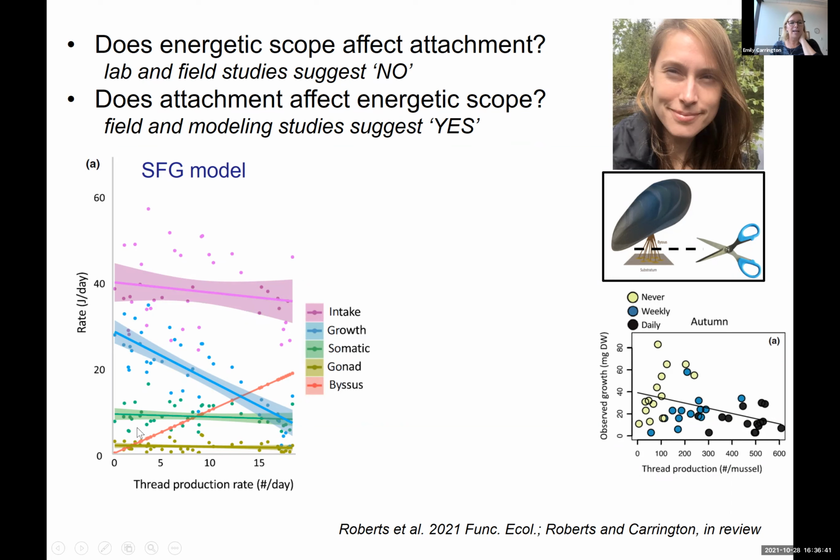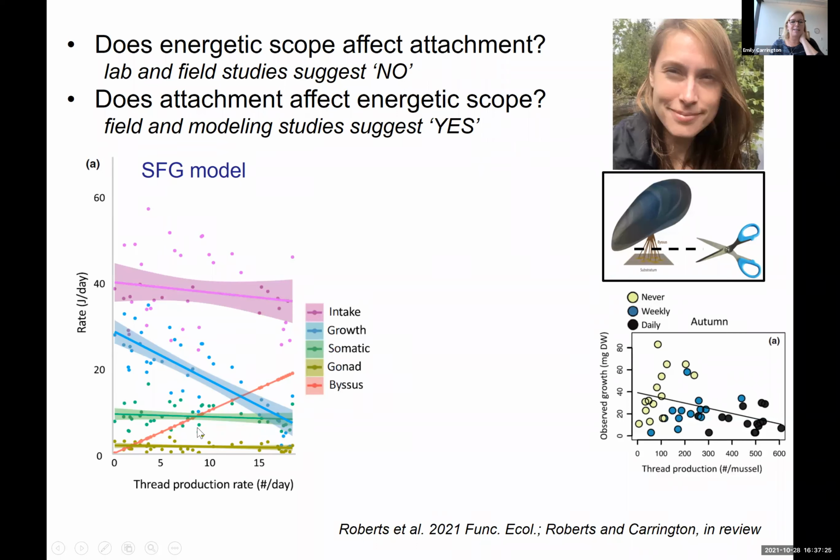And then we varied a thread production rate. In this case, that's the byssus, so the energetic cost going to byssus. We know how much gonad they produced because we measured that, and we know how much somatic growth they had. And so the sum of all of these, let's see what we're getting. Let me just back up a little. I think I got ahead of myself. What we know is that there was a trade-off here between the overall growth in blue and the amount of energy going to the byssus. That's really the trade-off that we're looking for.